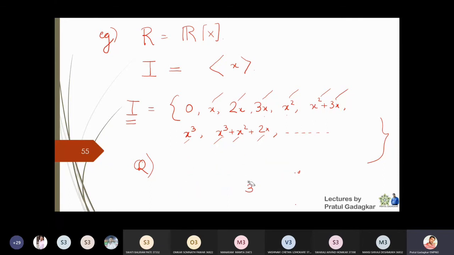Okay, what I am trying to focus on is, if I take any polynomial which is x square plus 3x plus x cube plus 5, is this an element of this ideal? This is in the ideal, this is in the ideal, this is in the ideal, but this is not in the ideal, right? So this ideal that we have written, the ideal generated by x, what is this? This is the collection of all polynomials without constant term, in which the constant term is absent. So this is the ideal I, which is generated by a single element x.